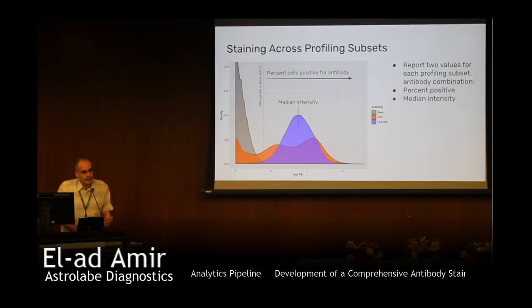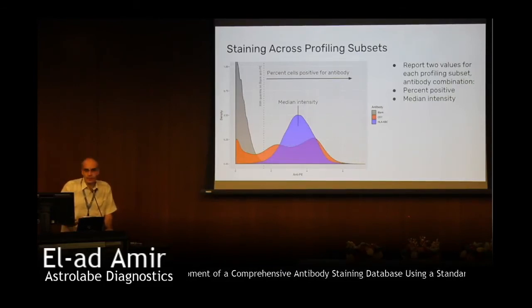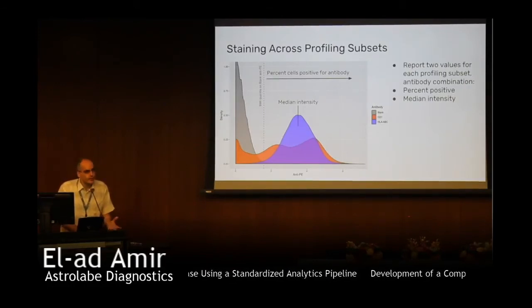And that leads us to the first metric. Any cell which is above the 99th quantile on that background is deemed as positive for the marker. So the first metric we offer is % positive cells within a given profile for a given marker. The second metric is the median intensity. And the median intensity, again, takes the median of the distribution and presents it to the user.